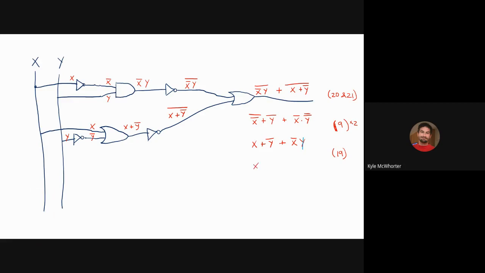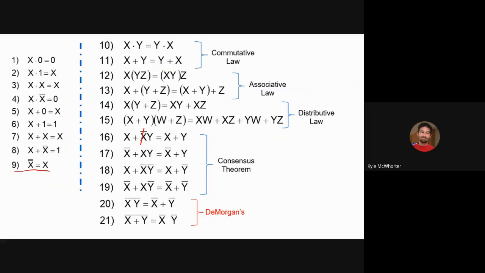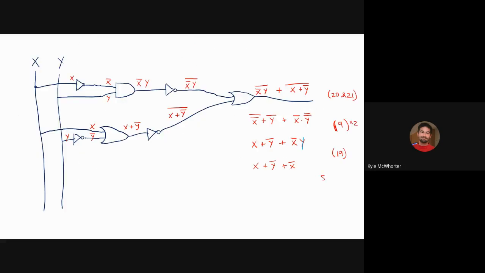So now we've got x or not y or not x. But here we got x or not x essentially, right? X or not x. That is theorem 8. So x or not x is 1. So we can use theorem 8 to say that this is the same as saying 1 or not y, because the x and the not x to get x or not x makes 1.